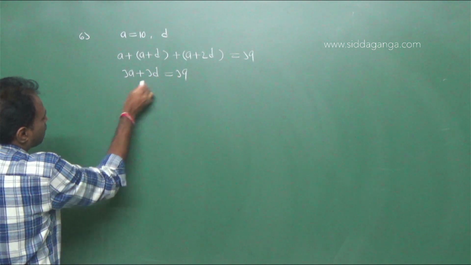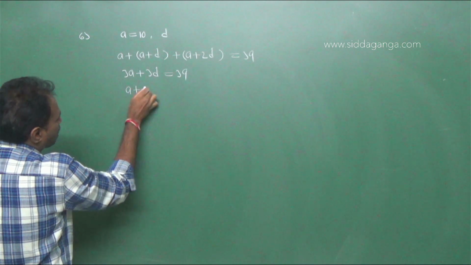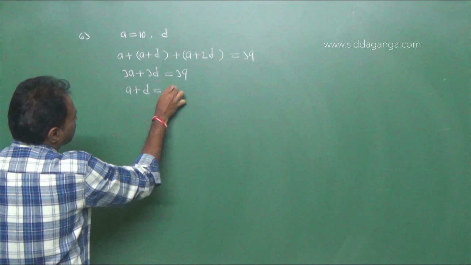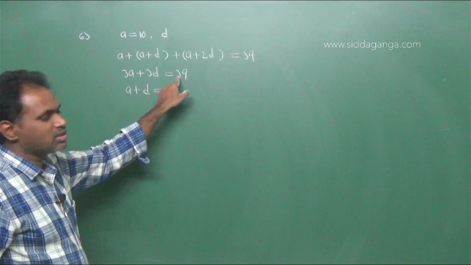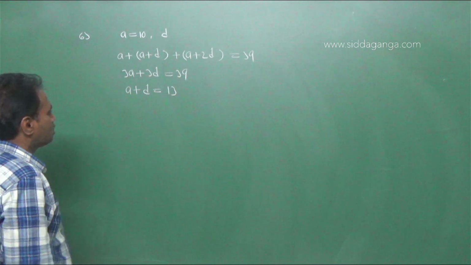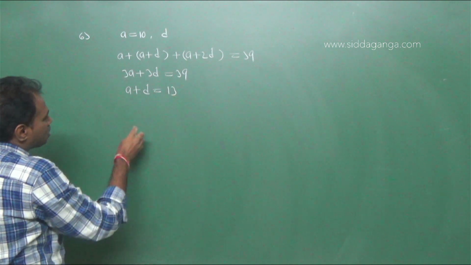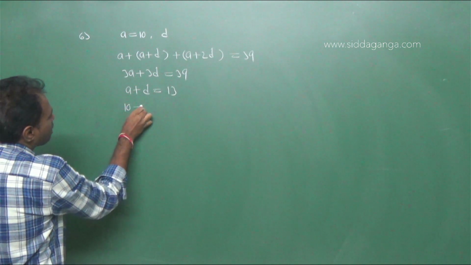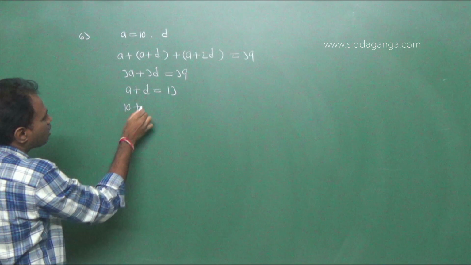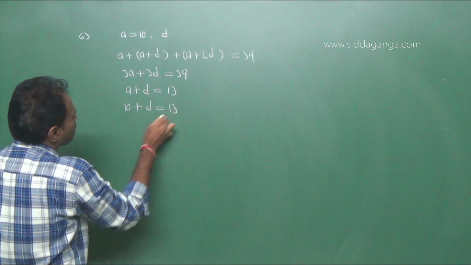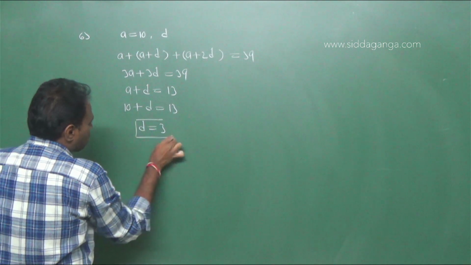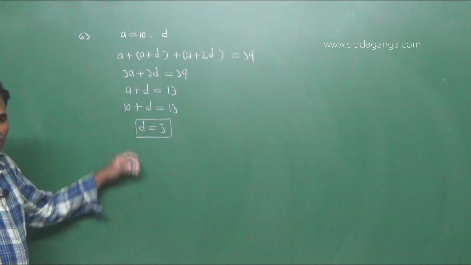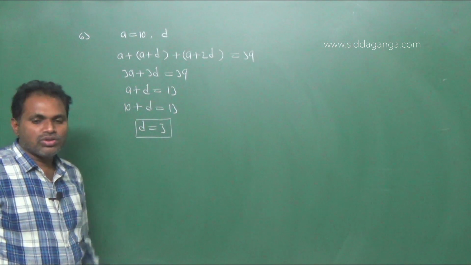Therefore, taking 3 common, A plus D equals 39 by 3, that is 13. A value is 10, already given. A equal 10 plus D equal 13. Therefore, D equals 13 minus 10, that is 3. Therefore, the common difference in the arithmetic progression is D equal to 3.